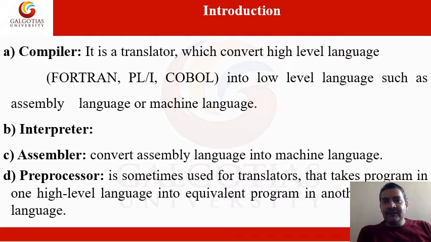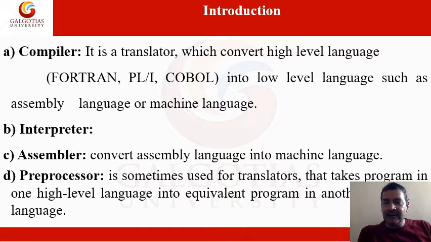First of all, we will discuss what a compiler is. Listen to me very carefully. All these four things, compiler, interpreter, assembler, and preprocessor, are the types of translators. So how can you define a compiler? It is a type of translator which converts a high level language into a low level language. High level languages are, for example, Fortran, PL/I, COBOL, and the low level language is the machine language or the assembly language. This is the definition of your compiler.